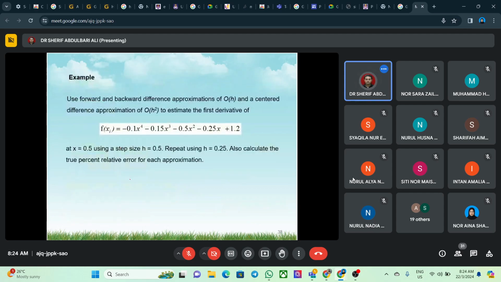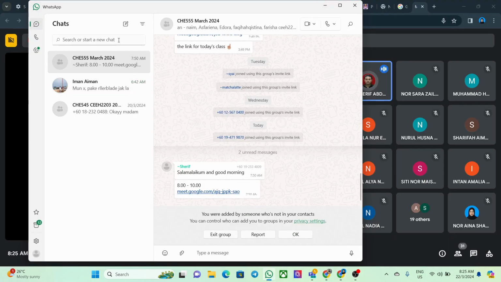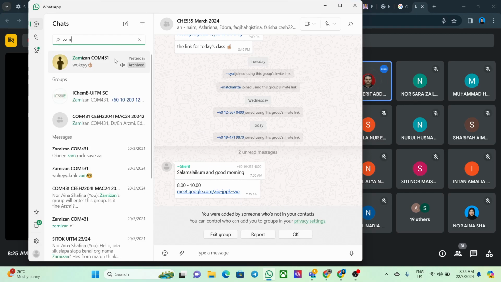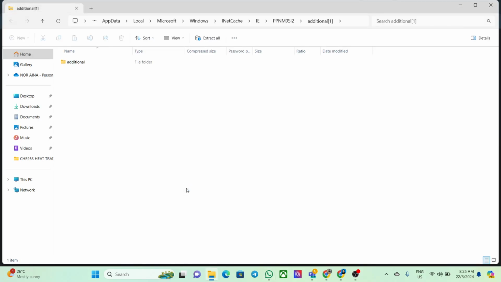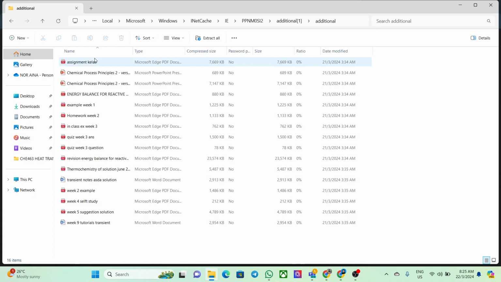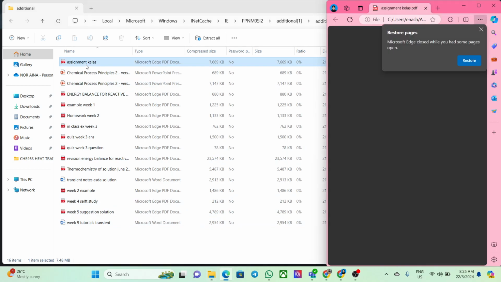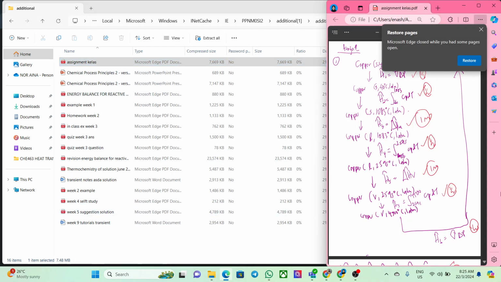We have an example here. I'm going to show you the solution of the example, and there's an exercise. You are going to do it by yourself and compare your answer. This example asks to use the forward, backward, and center finite divided difference to estimate the first derivative of the function, which is given here. The initial value of x is given, equal to 0.5, and your step size h is 0.5. The example also asks you to repeat the same calculation when h is equal to 0.25.